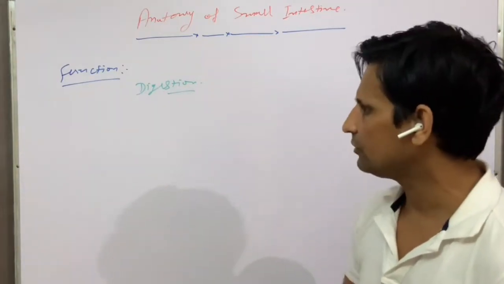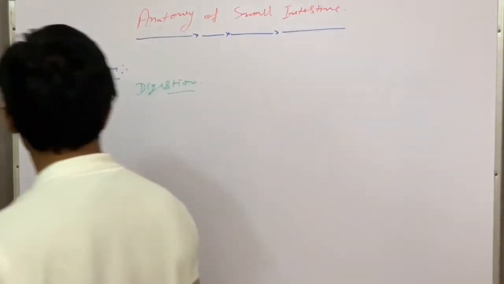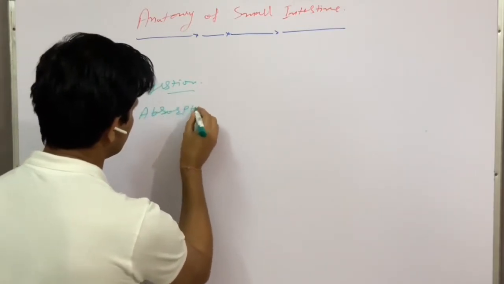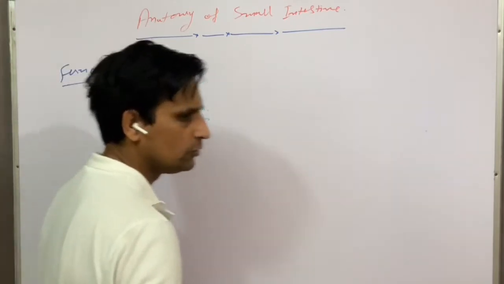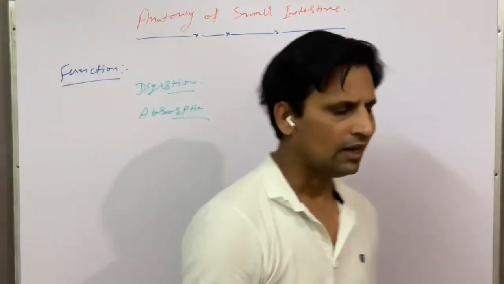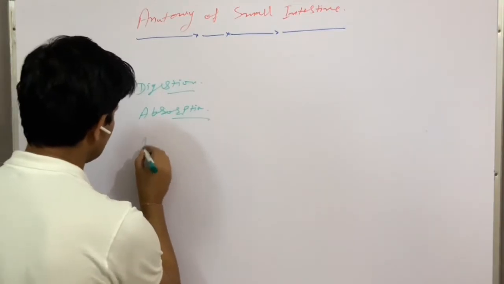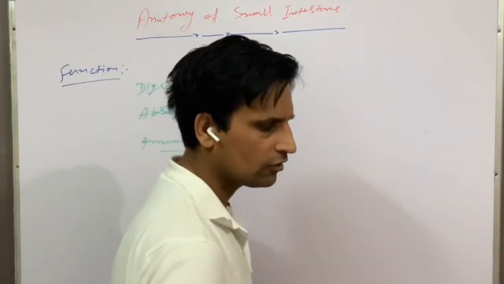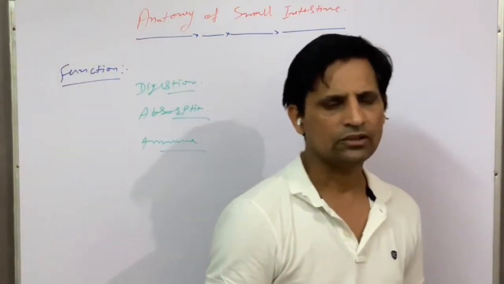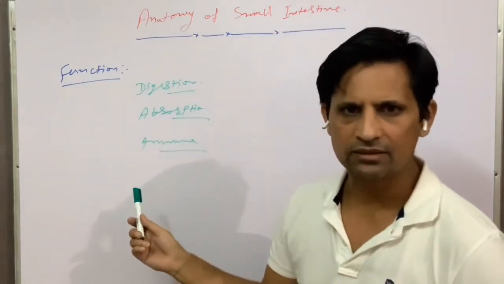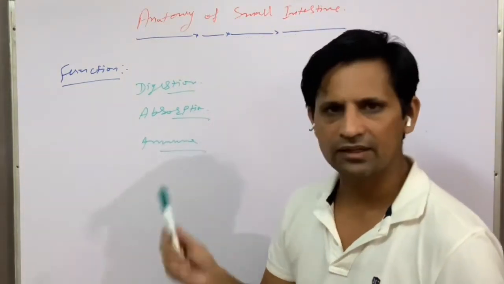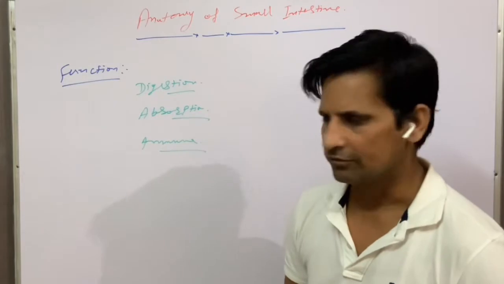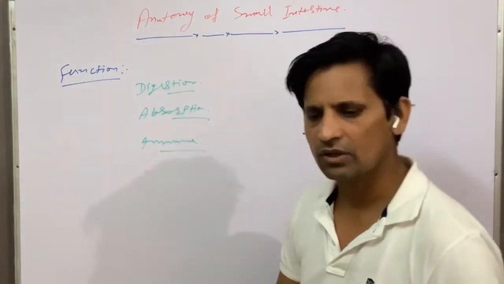Second most important part of this small intestine is absorption. Most of the absorption of the nutrients occurs in this region. And the third main part is related to the immune system. There are a lot of structures related to immunity, as you can see: the Peyer's patches, the gut flora, and the lymphoids related to the small intestine. These all play a vital role in the immune system of the body. Right, so these are the basic functions related to the small intestine.